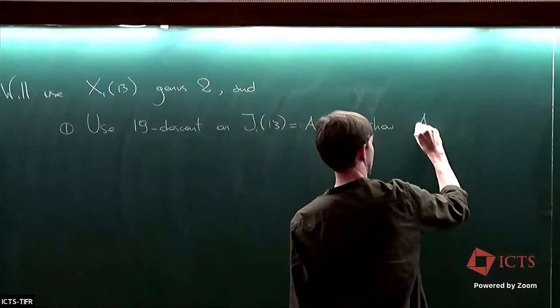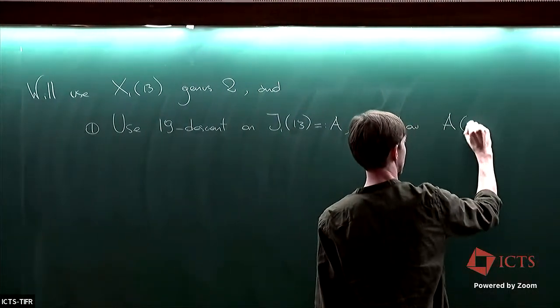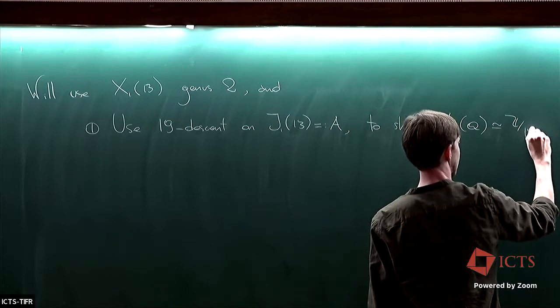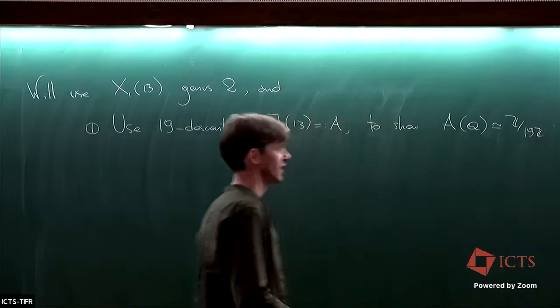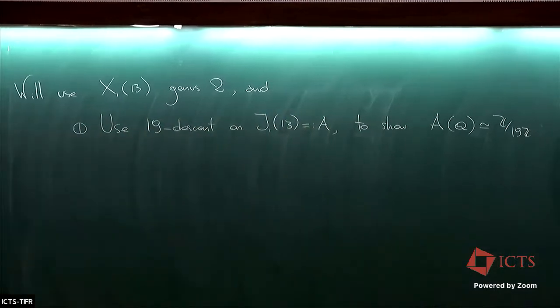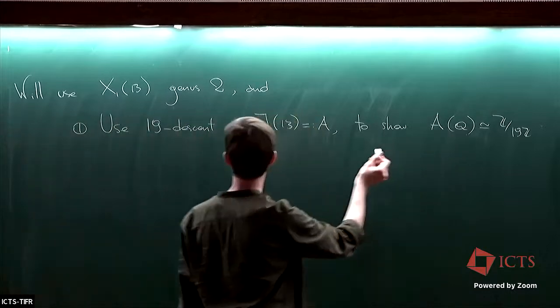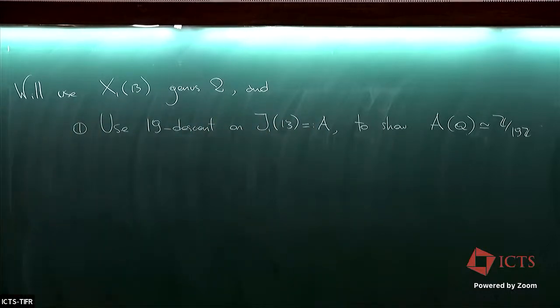To show that A of Q is actually entirely torsion. It's only this 19 torsion point that Og found. Okay, so once we know that, we now have to conclude something about the rational points on X1 of 13. Now that's no longer automatic. Before we had the luxury that X1 of 11 and J1 of 11 were the same curve. Now something has to happen.